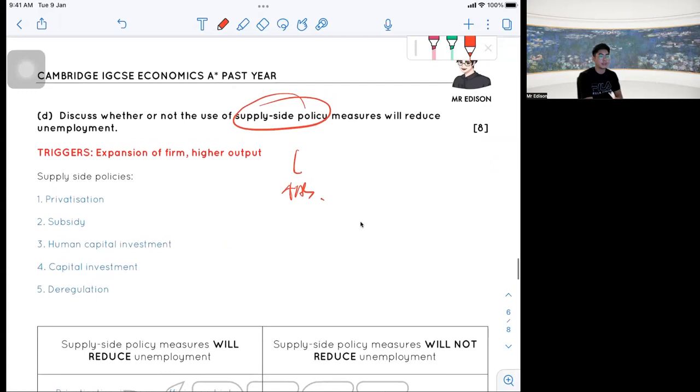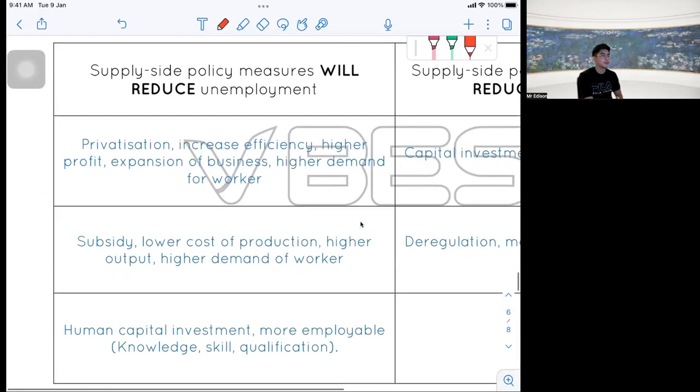Supply side policy will reduce unemployment. We look at the left side first. We have privatization, subsidy, and human capital investment. Privatization: increase efficiency, higher profit, expansion of business, higher demand for workers. This is how I like points. You have to link it to make it a full sentence. Okay, and subsidy: lower cost of production, higher output, higher demand for workers. Common sense. And then the next one, human capital investment: more employable. You provide education and training, increase their skills, make them more employable. When they become more employable, then they will get a job, lower unemployment.